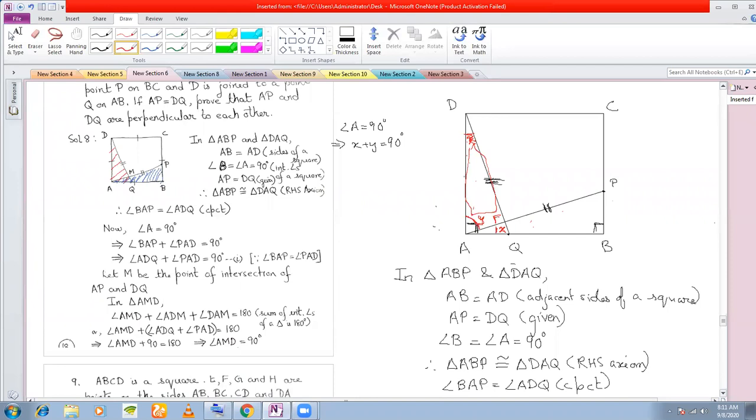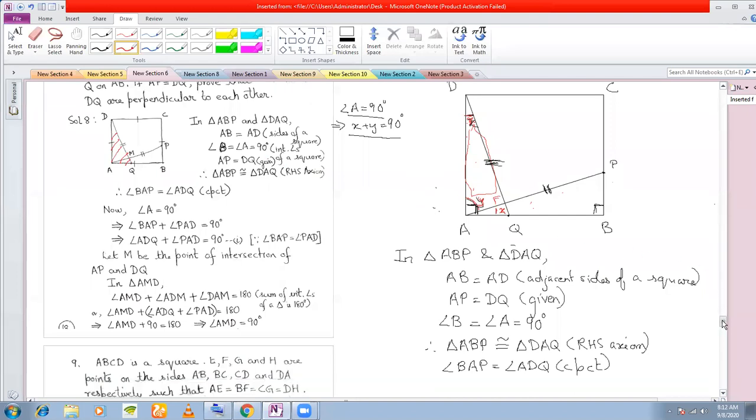Now I call the other angle here Y. Angle A is 90 degrees here, and angle A is nothing but the sum of X and Y. So X plus Y is equal to 90. But X here is also this angle, and Y is also this angle. That means in this triangle, look at the figure in the notes, in this red shaded triangle, the sum of the two angles is 90 degrees. Therefore, the third angle has to be 90 degrees. So that is what I have done.